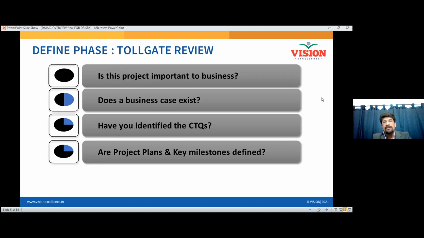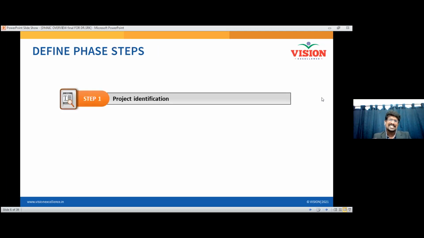Then I have to look into the project plans and the key milestones. So how to execute the project? What are the key phases of the project? This should be identified. This is what we are going to see in the define phase. What are the steps in the define phase?